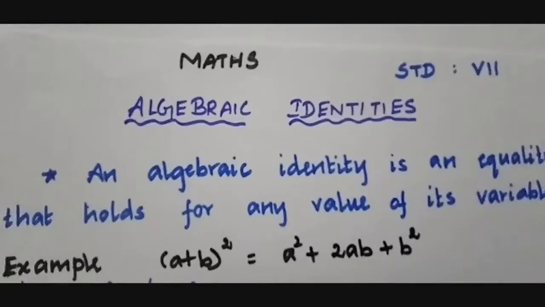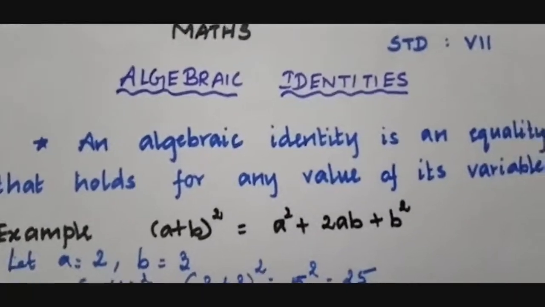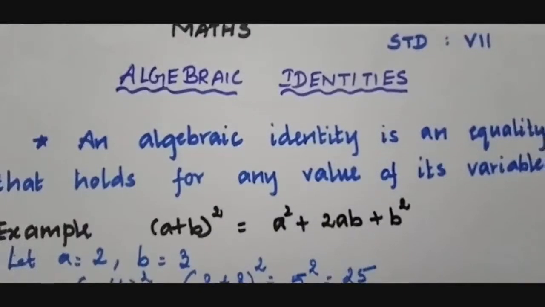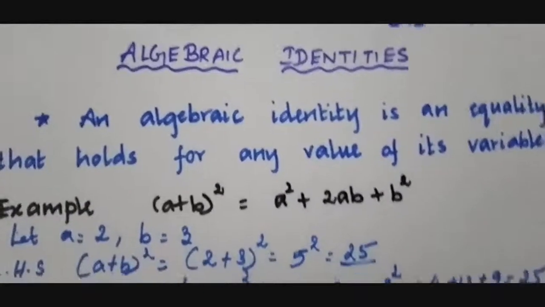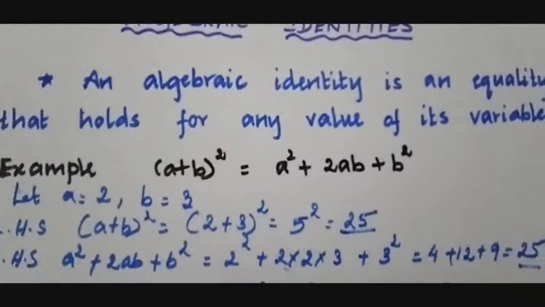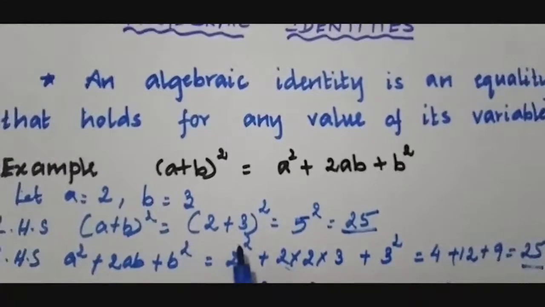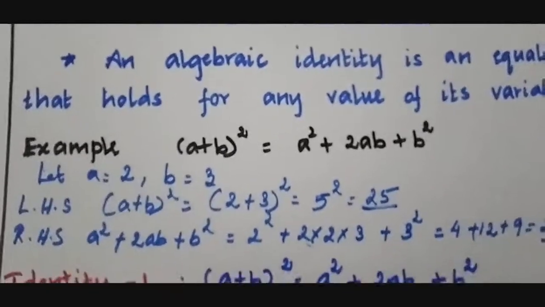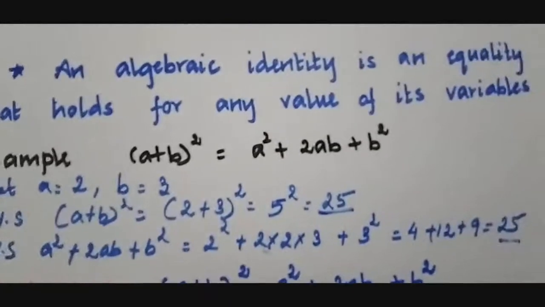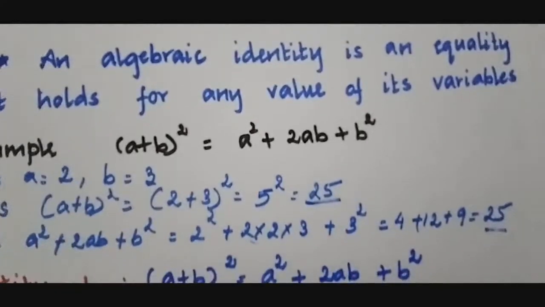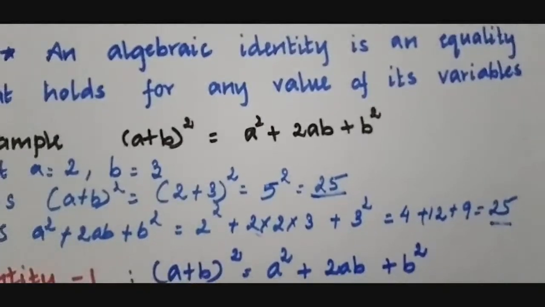For instance, the value of a is equal to 2 and b is equal to 3. Now substitute the values in the identity. This LHS should be equal to RHS. So a plus b the whole square, the value of a is 2 and the value of b is 3. Substitute the values, you will get the answer as 25. Similarly, in the RHS also, substitute the value of a as 2 and b as 3, and you get the value 25. For any values of a and b, this LHS should be equal to RHS.